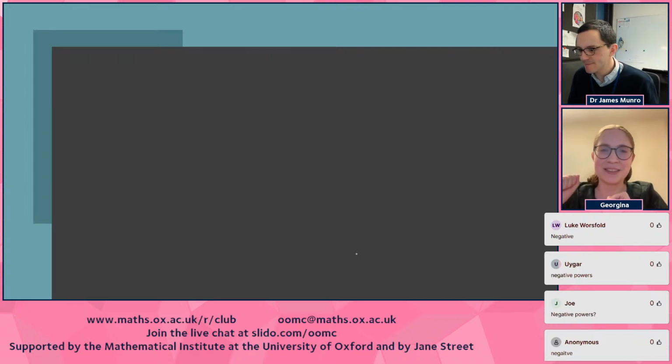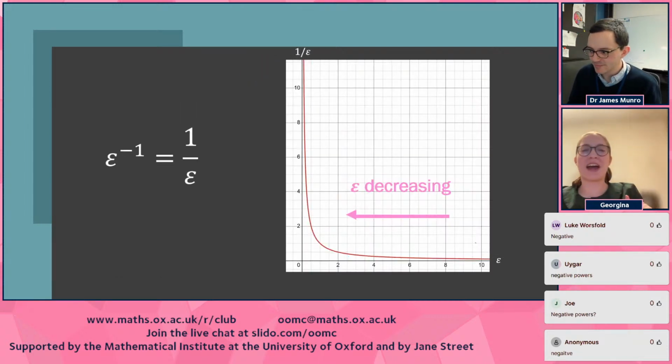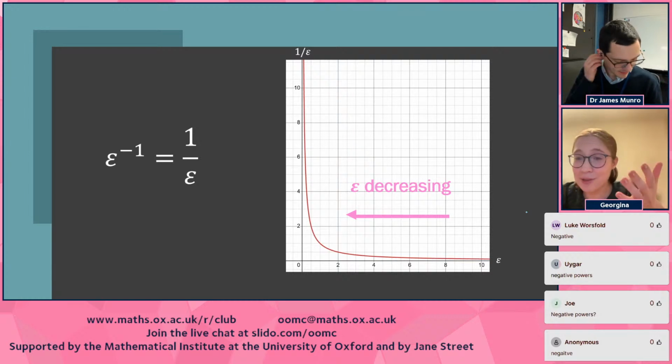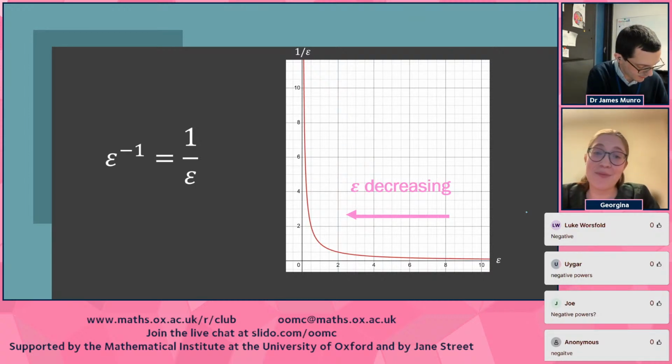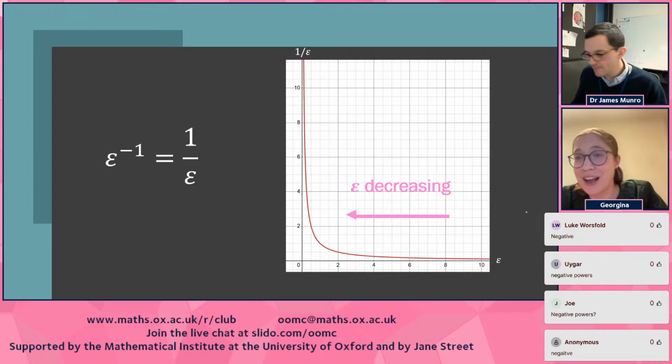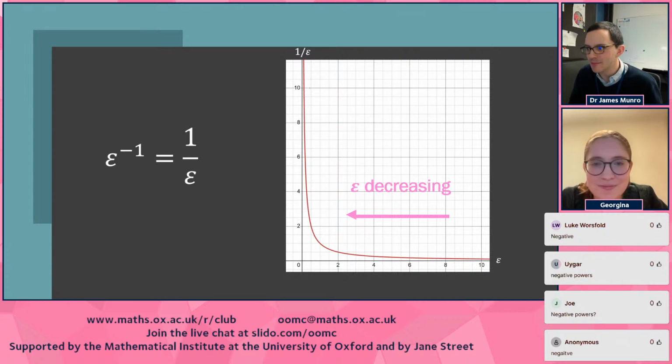So if we jump to the next slide, we can see that if we did epsilon to the power of -1, which was a great suggestion, then as epsilon gets small, so as we move to the left on this graph, 1 over epsilon is going to get really, really big. Of course, that's undefined when epsilon is equal to 0, because we're not allowed to divide by 0, but it is defined for any positive value of epsilon. That's the sort of behavior we want, isn't it? When epsilon gets really small, 1 over epsilon gets enormous.